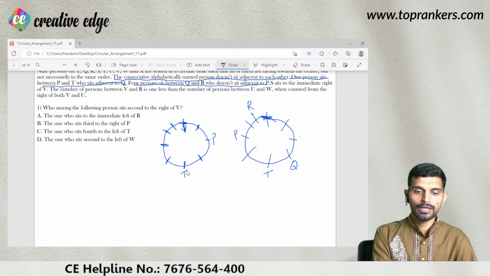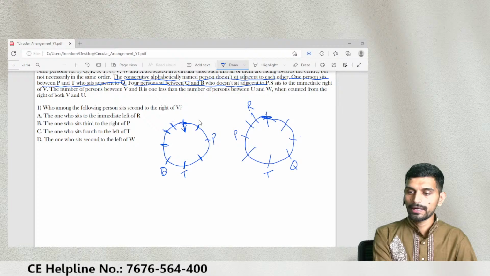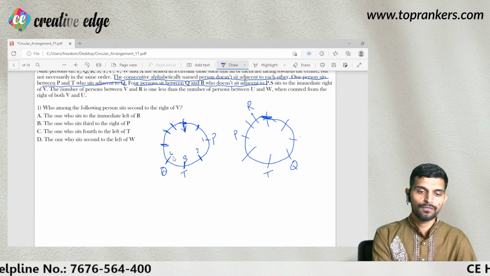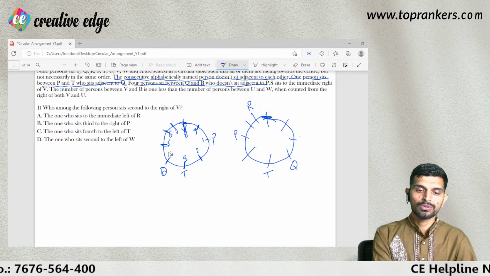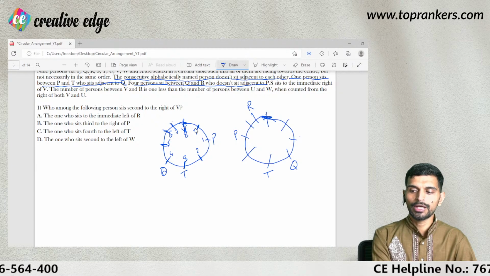If P and T is, this is Q, 1, 2, 3, 4, and this is R, right? So this is 1, 2, 3, 4, 5, 6, 7, 8, 9. If P is at first position, Q is at fourth position, R will be at ninth position, so that does not happen here, right?